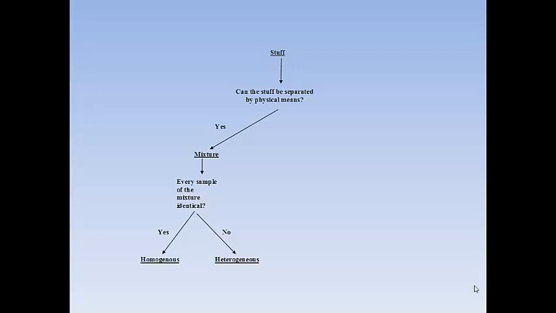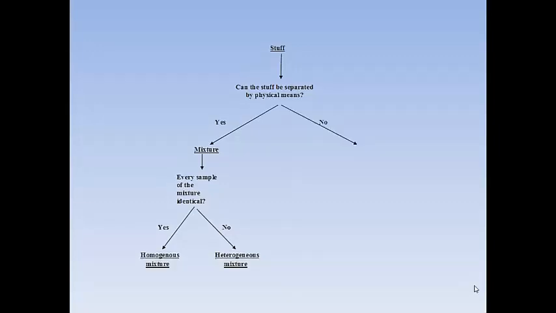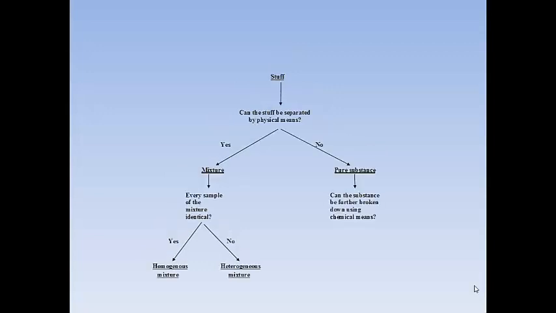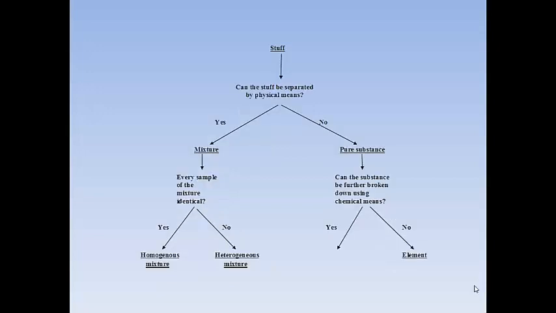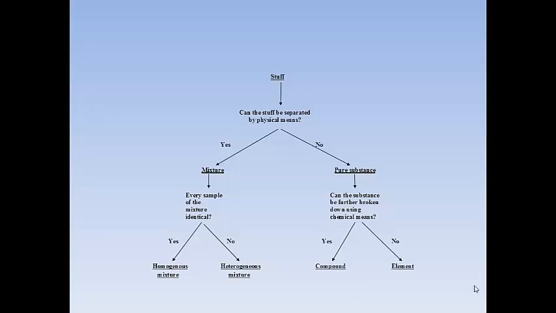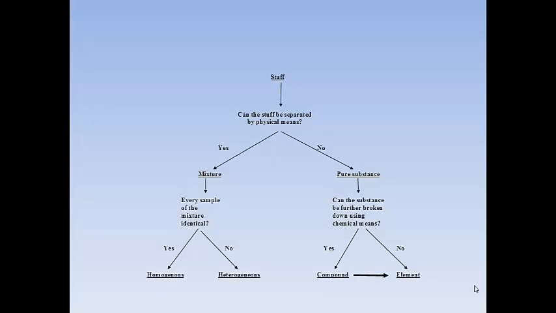Let's go back to the first question. Can the stuff be separated by physical means? If the answer is no, you now have a pure substance. So now you ask the next question: can the substance be further broken down using chemical means? Can you chemically break down the substance? If the answer is no, you're dealing with an element. If the answer is yes, you're dealing with a compound. And remember, chemically, a compound can be broken down into its constituent elements.